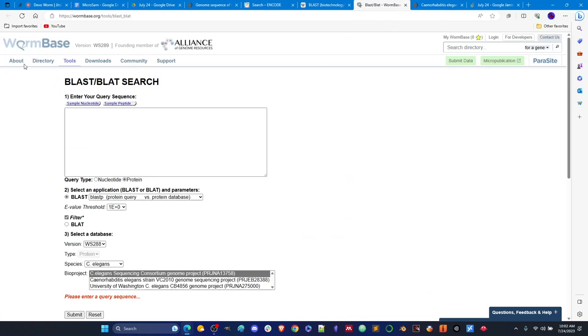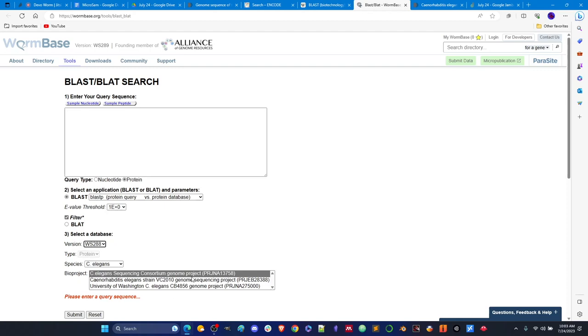This is, of course, WormBase specific. If you have trouble, Lukas, finding some of the protein sequences on NCBI, you might try WormBase. This is wormbase.org, and this is Tools, BLAST BLAT. So this is a BLAST BLAT search specifically for C. elegans, based on the C. elegans genome. You can actually choose the version of the genome that you want. The latest is WS288.